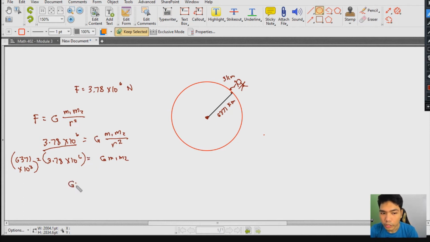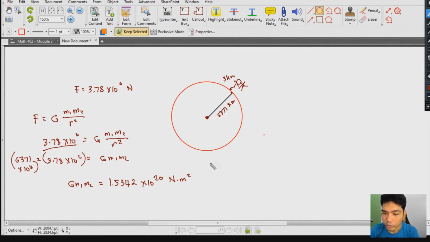Therefore, G M sub 1 M sub 2 is equal to 1.5342 times 10 to the 20. And the unit here, of course, that is force, Newton, and then meter squared. So, Newton meter squared is the unit.